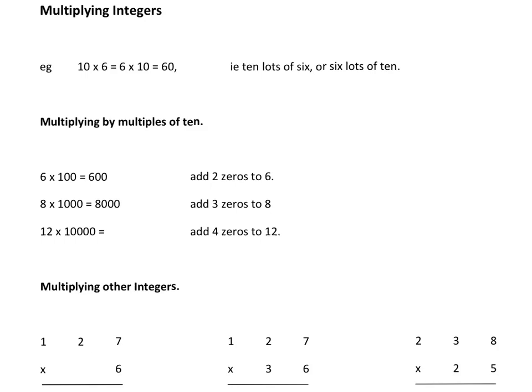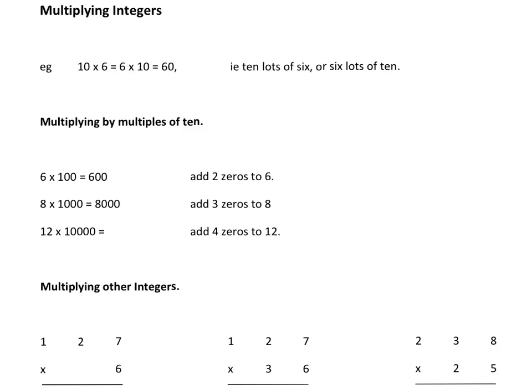So far we have looked at performing two operations with integers, and that is addition and subtraction. So now we're going to have a look at performing multiplication with integers. Now to begin with, we're going to start with looking at multiplying numbers by multiples of 10.